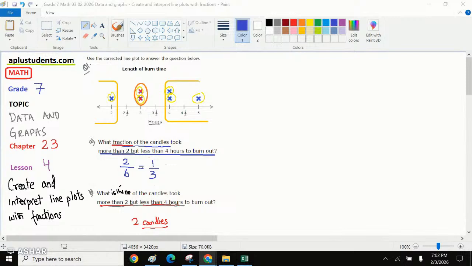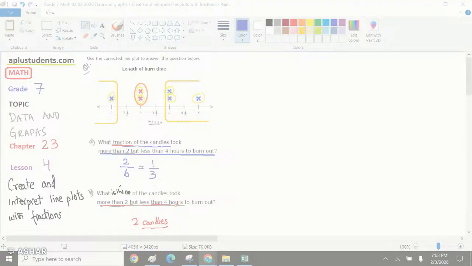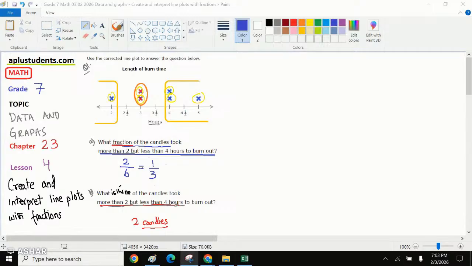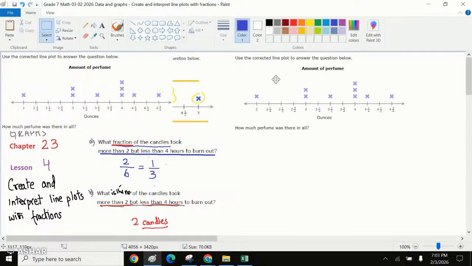Moving ahead. Okay, let's move ahead to the next one. Okay, let's do another question. The next question we have says, use the corrected line plot to answer the following question. This will be question number 2.